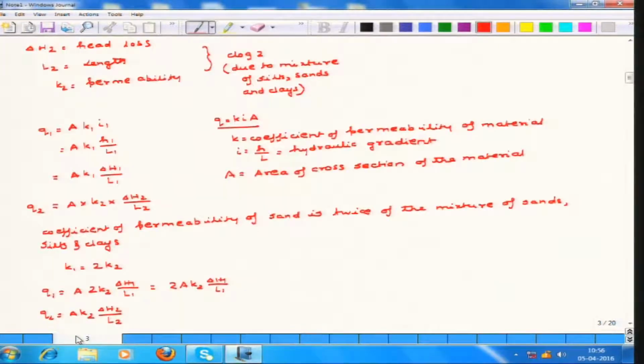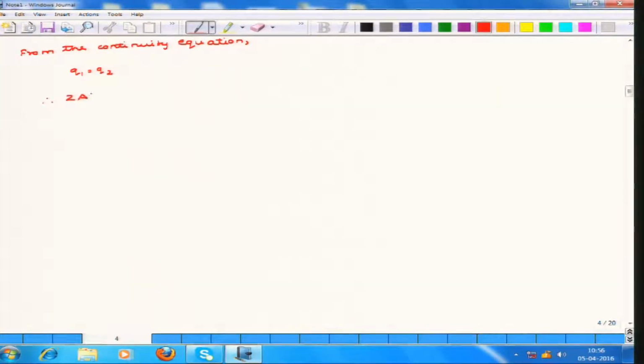If this is the case, then we get that 2 into A into K2 into delta H1 by L1 is equivalent to A into K2 into delta H2 by L2. So, delta H1 by delta H2 is equivalent to A into K2 by 2 A into K2 into L1 by L2. So, this is equivalent to half into L1 by L2, or L1 by 2 L2.